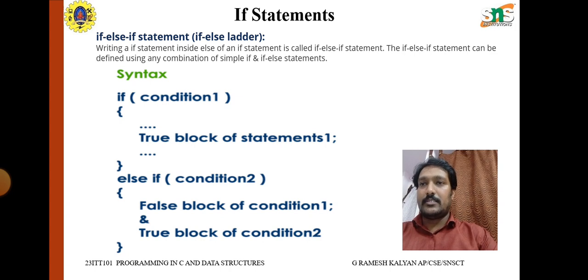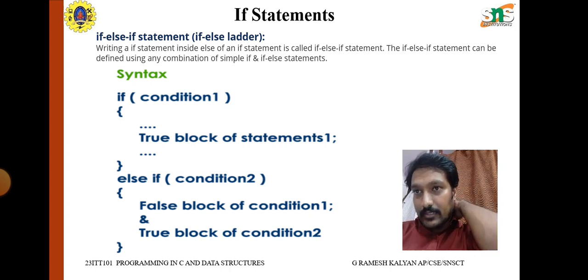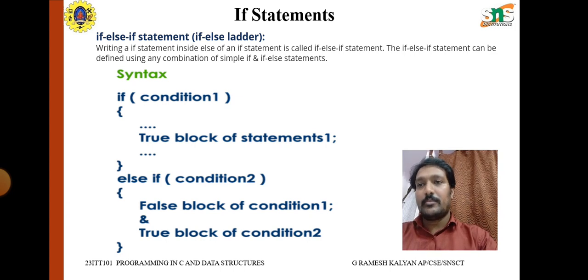Next one is the if else if statement, which is also known as the if else ladder. In this we have the if condition, then the true block of statements 1, then the else if condition, the false block of statement for condition 1, and the true block of condition 2.